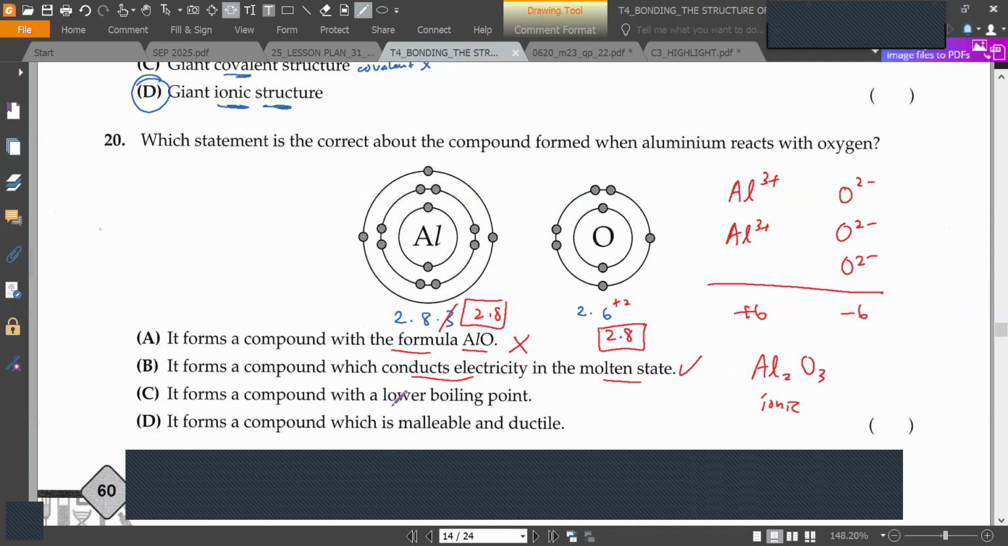Lower boiling point? No, it is a high boiling point. Ionic compounds have high boiling points. Malleable and ductile? This is talking about metals, but this is ionic, so this is not. So our correct answer is B, conducts electricity in the molten state.